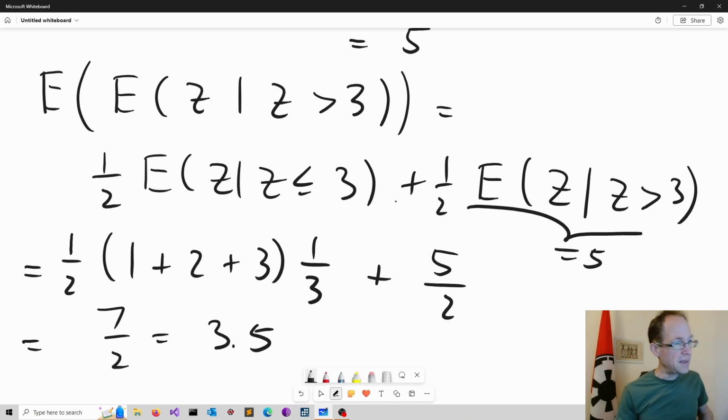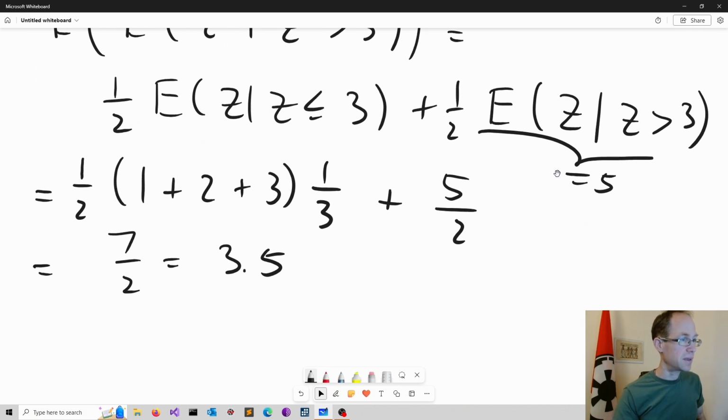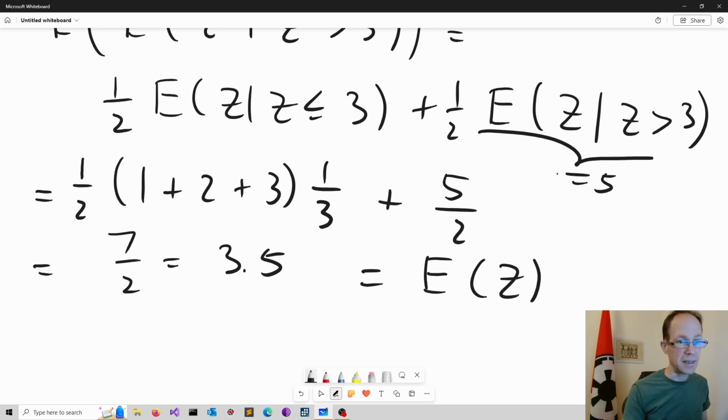Now basically we illustrate, if you go back to our previous calculation, that this is nothing else but the expected value of Z. Now this actually follows from the law of total expectation. So this is a nice way to illustrate that law. It's not, of course, a formal proof, but you see it in action, which is sometimes useful to understand a concept. I see you in the next one.